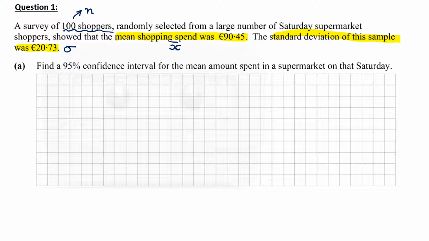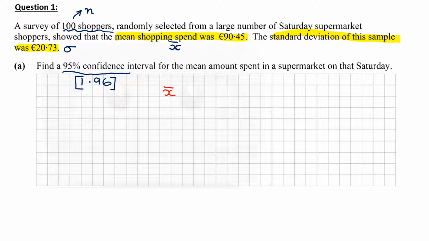So it said: find the 95% confidence interval for the mean amount spent in the supermarket that Saturday. Okay, so let's take a look. 95% confidence. We're always going to be dealing with 95% confidence. The only other thing we might see is 5% significance, and they both give us the same number, which is 1.96. That's coming from our standard normal tables, but you need to know that. So there is a little formula that can help us to do this. This is one that I would advise that you learn off.